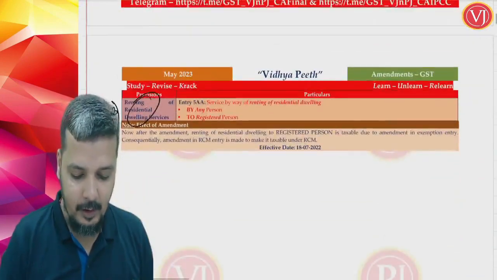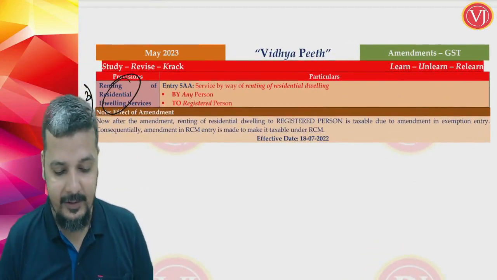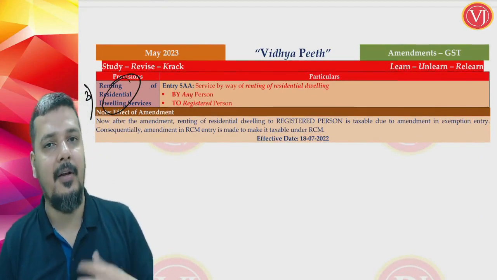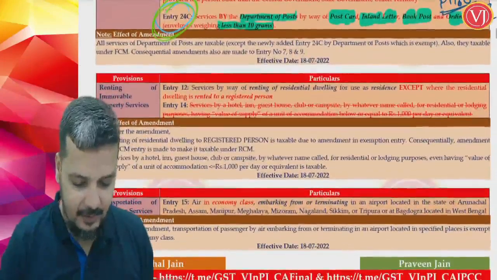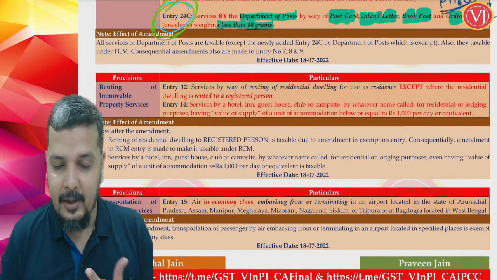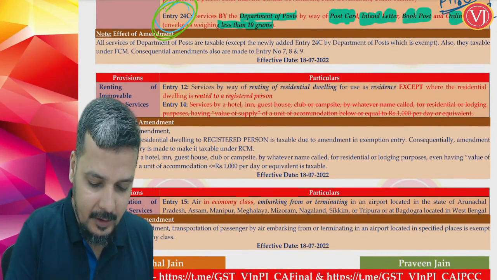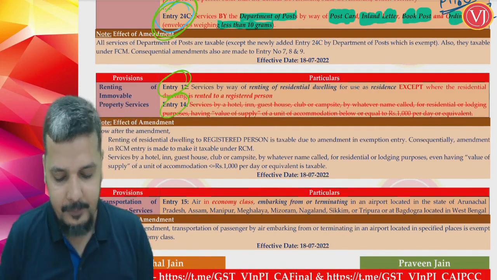Now moving on to renting of residential dwelling, things have drastically changed. Again, the impact is because of RCM and exemption, both are interconnected. Let us see first the changes which have been brought in your exemption. There are two amendments, one in entry number 12, one in entry number 14.